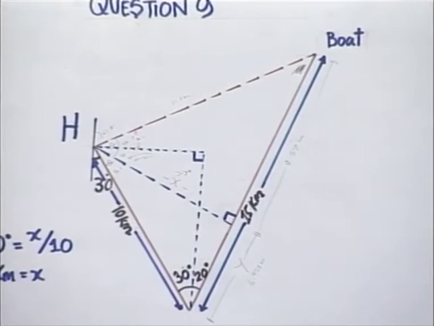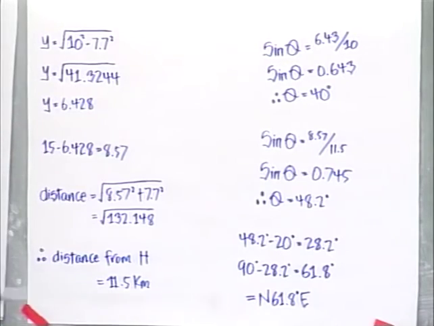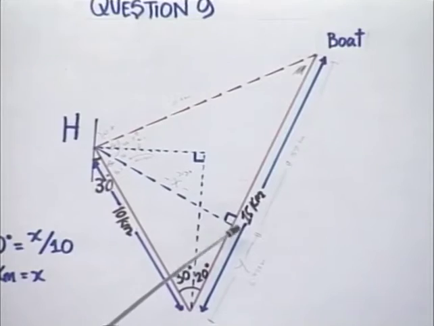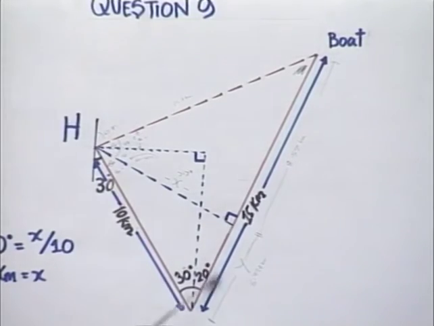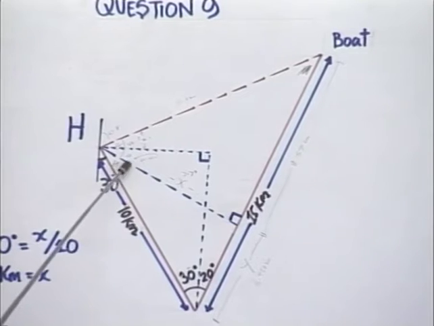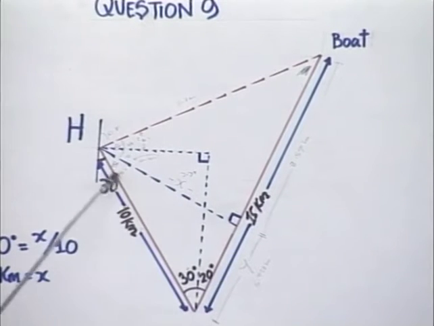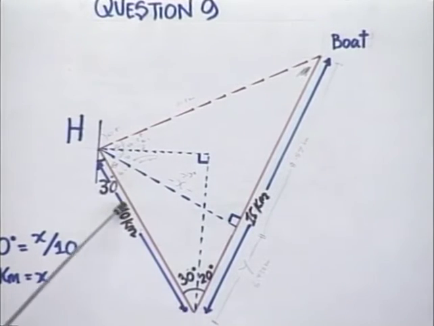So we use sine theta is equal to 6.43. Sine theta is this angle here, 6.43 over the hypotenuse, 10 kilometers. So we get 0.643, which is 40 degrees. This is the angle.